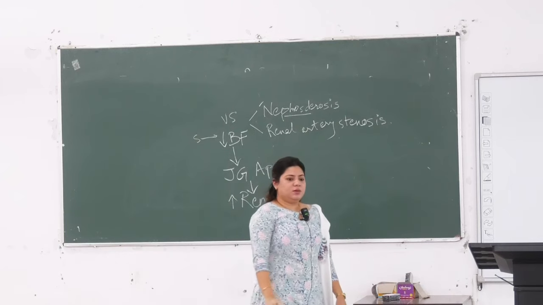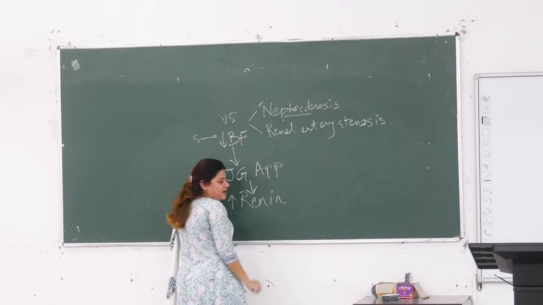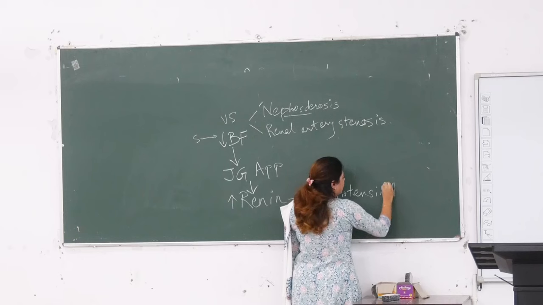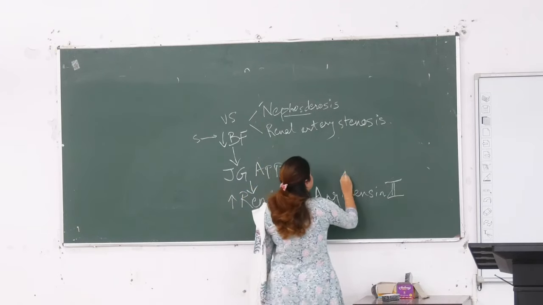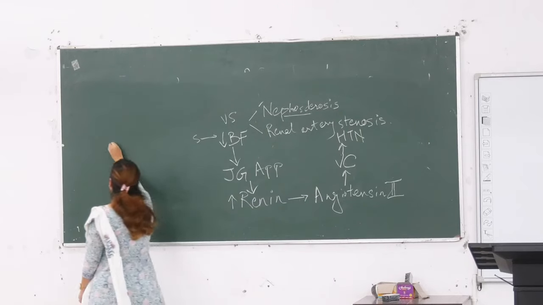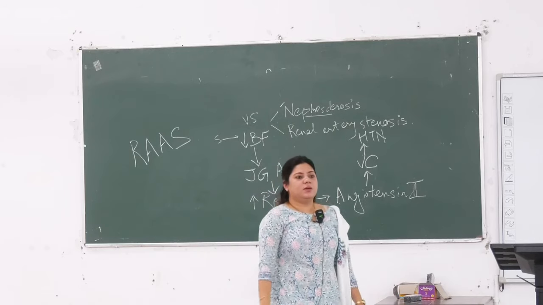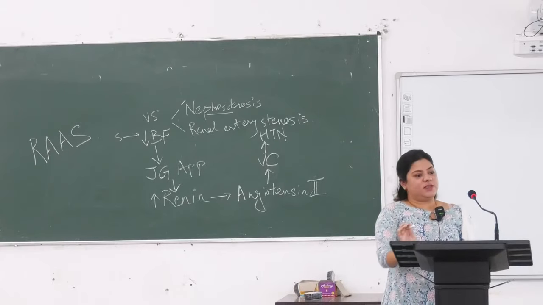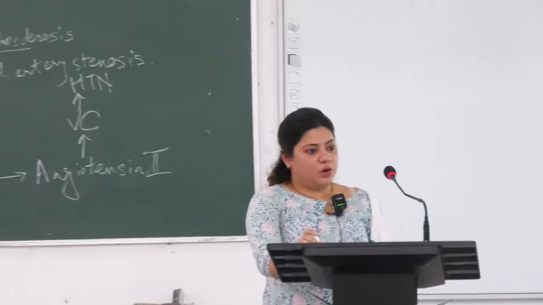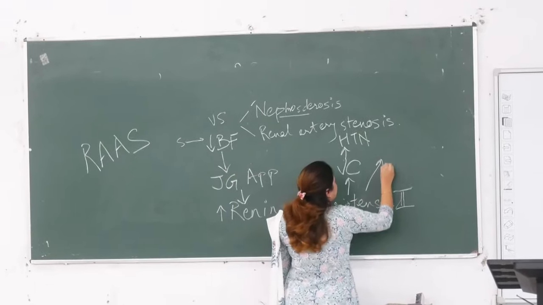Hypertension has developed, hasn't it? So you should know renin. Increased renin. Now what does renin do? Angiotensin 2, there is vasoconstriction. It is called the RAS pathway. What does this stand for? Renin-angiotensin-aldosterone pathway. Ultimately there is salt retention.